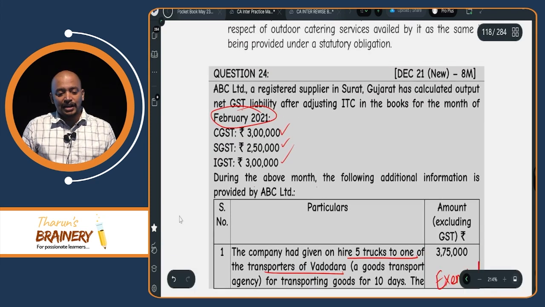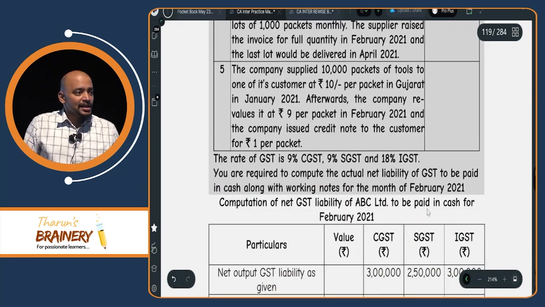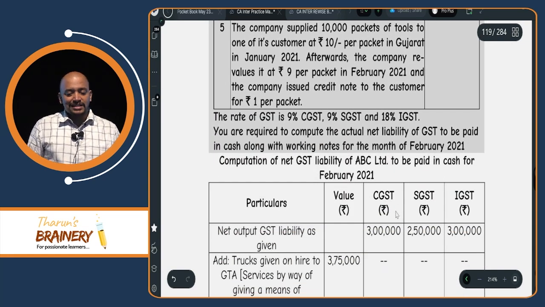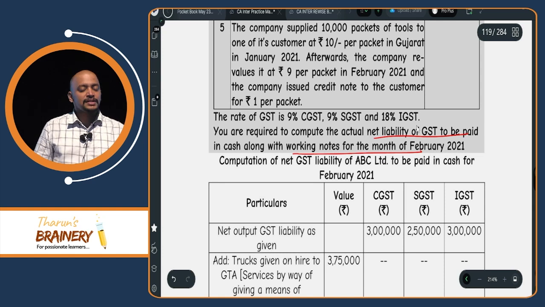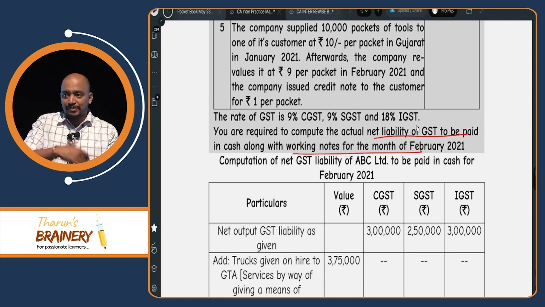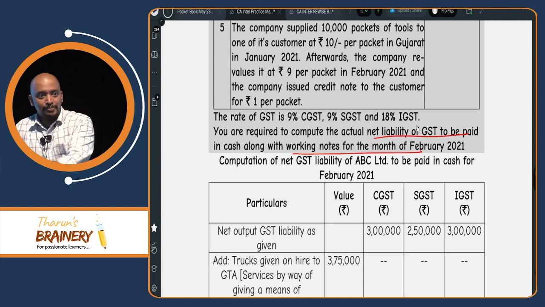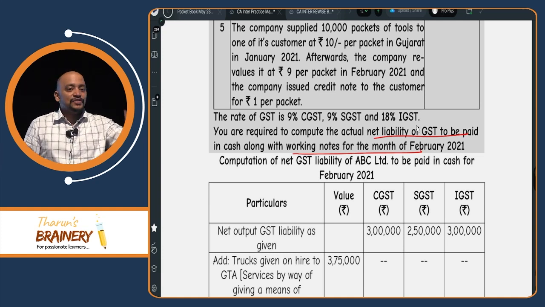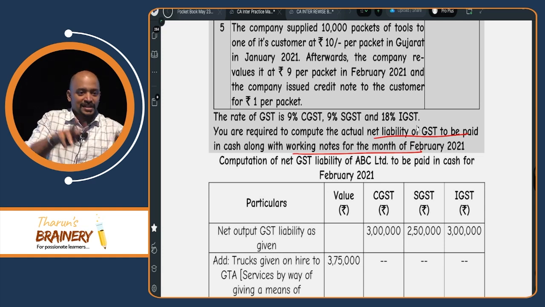This is not related to input tax credit. This is their outward supply. Okay. So outward supply data, they are asking us to compute the net liability of GST to be paid in cash along with working notes. Means we have both inward supplies and outward supplies in this question. So we need to find what is outward supply, because not every question will be only on input tax credit. They will give a mix of both inward and outward supplies.